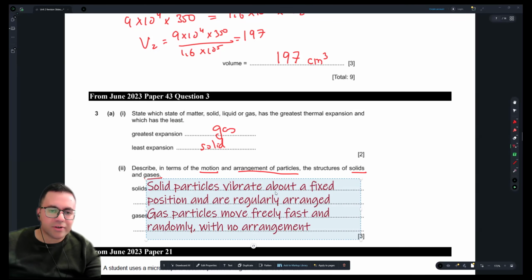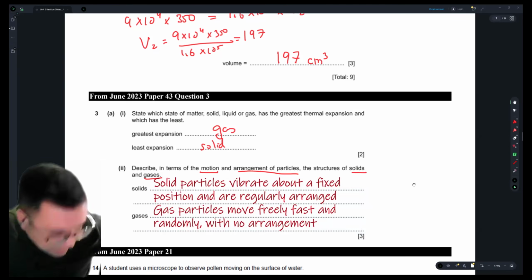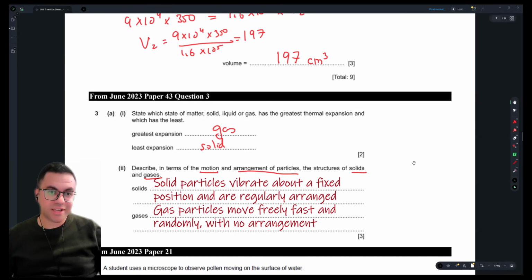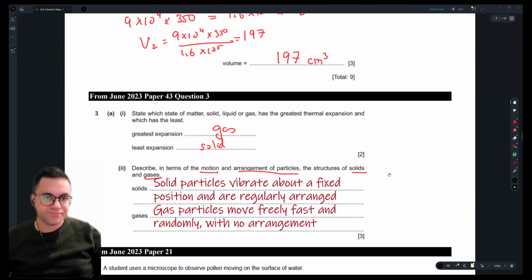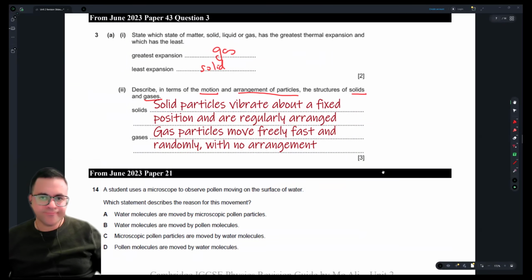You could add that they're close together or far apart. That's not going to hurt, but these things have to be in your answer, like the motion and the arrangement, because the question literally asks for that. Okay. Next.